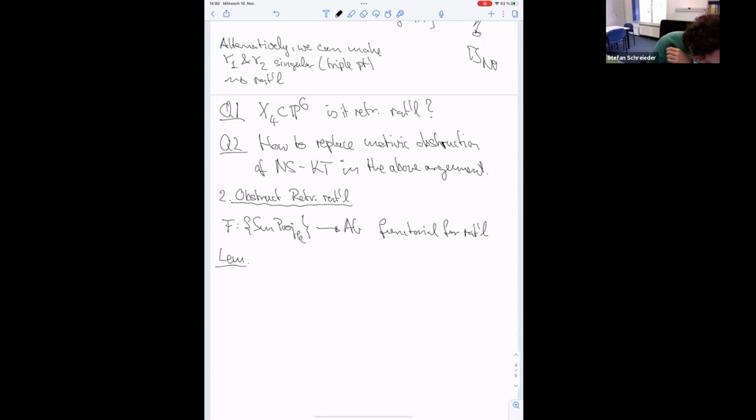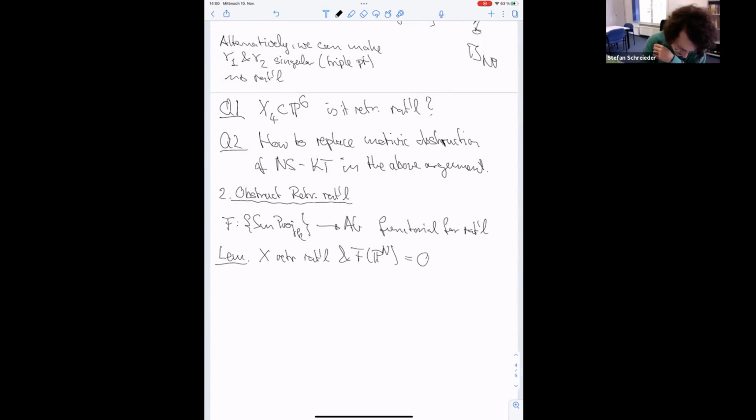Then we have the following lemma. If X is retract rational, and this functor evaluated on projective space P^n is 0 for all n, then F of X is also 0. So any functor that is functorial for rational maps and trivial on projective space gives an obstruction for a variety to be retract rational. And the proof is obvious. So we have this diagram.